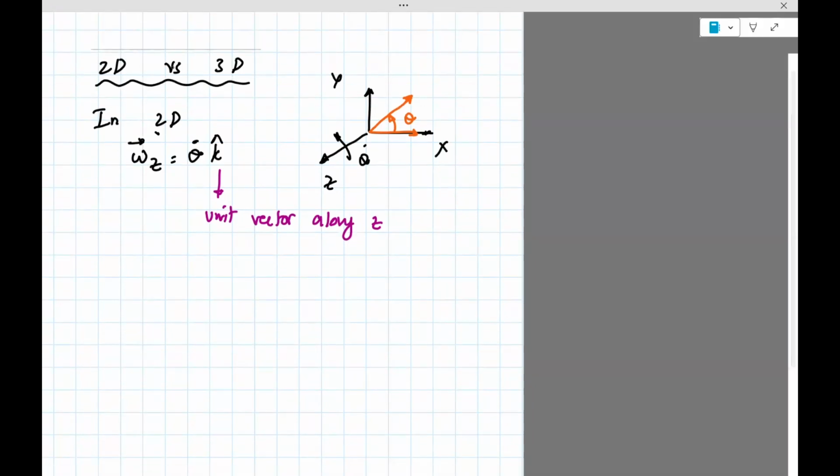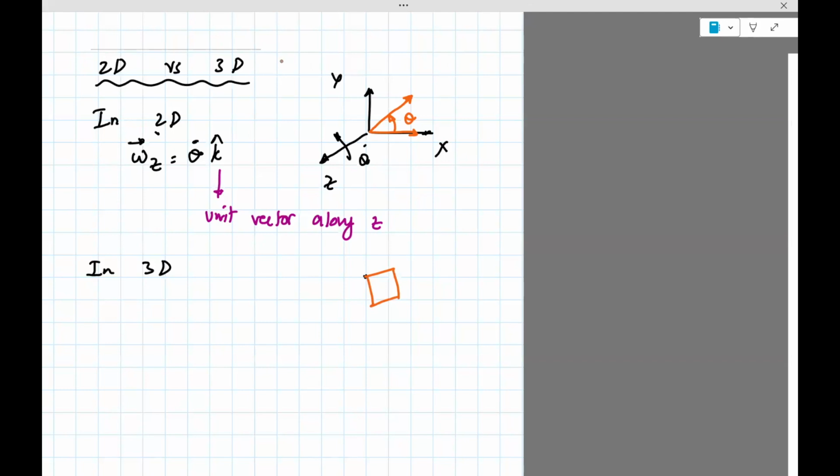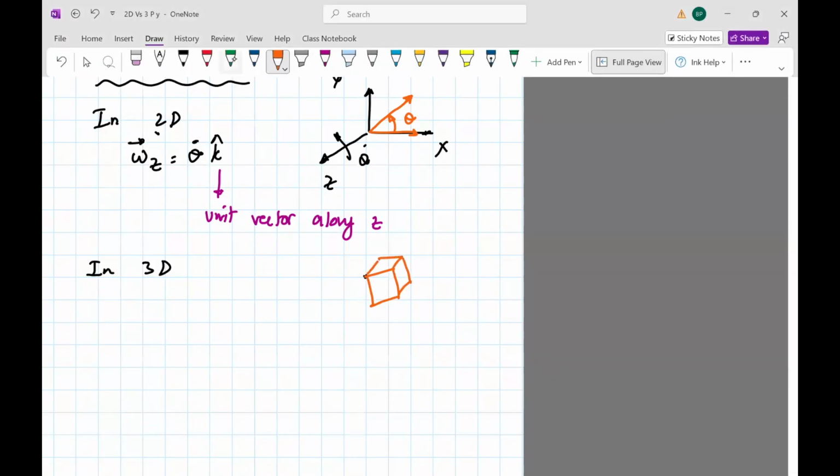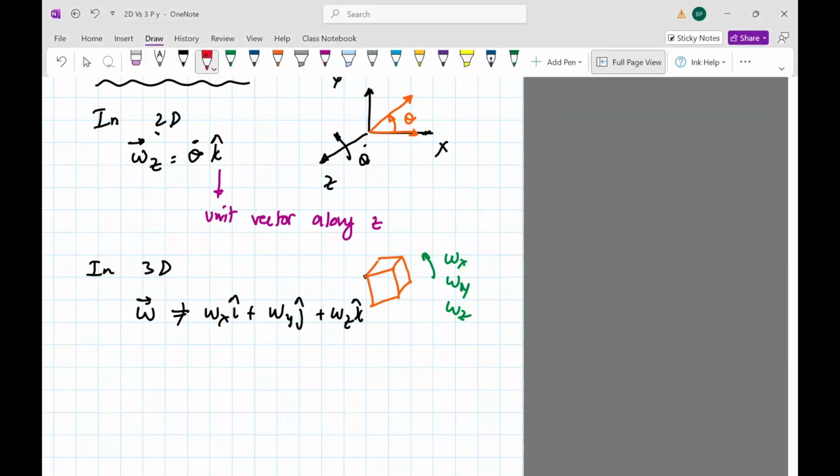Okay. Now in 3D, if you have rotations omega x, omega y, omega z, it turns out that the net omega is not equal to omega x i plus omega y j plus omega z k. This does not hold true.